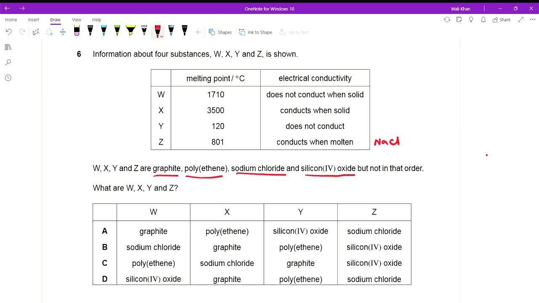Polyethylene has low melting point, 120. It's Y. Graphite conducts when solid, high melting point, 3500. Silicon oxide, 1710, doesn't conduct when solid. So option is D.